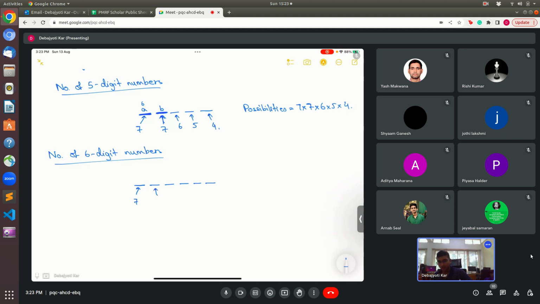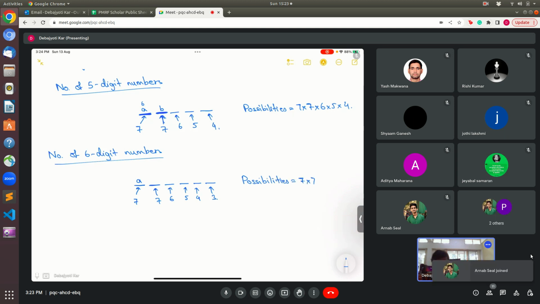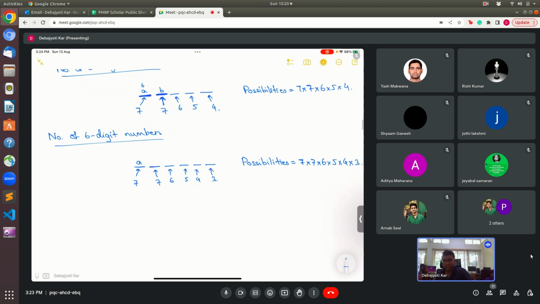Now again, as before, once we have fixed the first digit, there will be 7 possibilities left for the second digit. Suppose the first digit is a, then the second digit can be anything other than a, 3 and 5. So again there are 7 possibilities. And similarly for the third digit, there are 6 possibilities, then 5, then 4 and finally 3. So for 6 digits, this many numbers are possible.